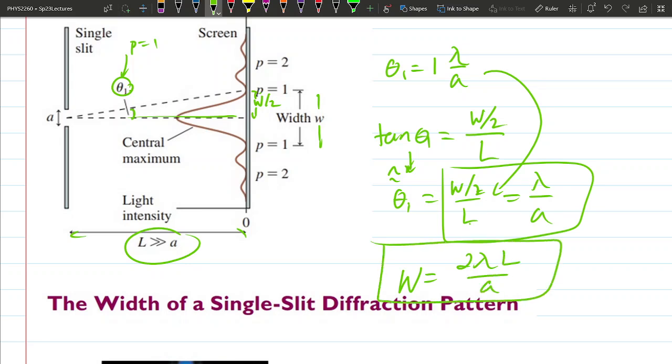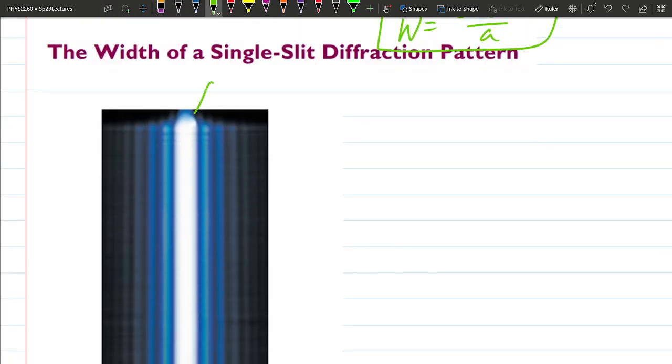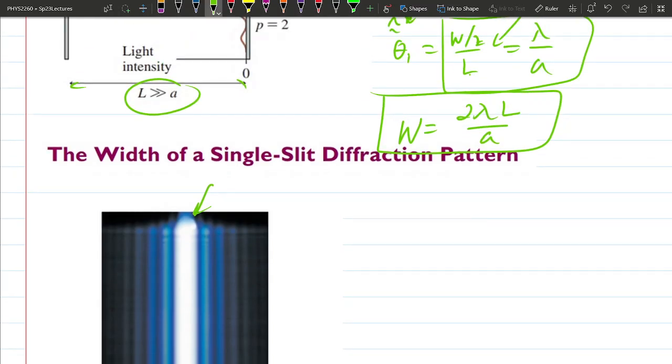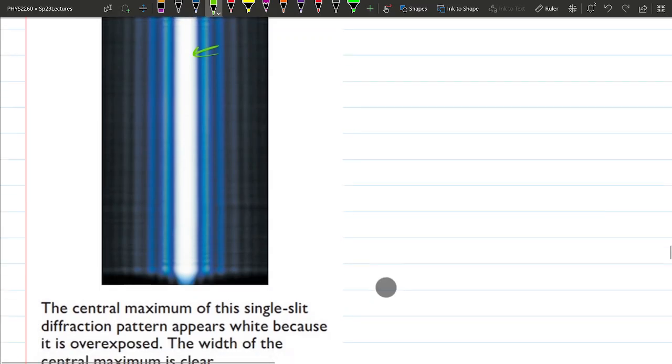Okay, so that's how wide that central peak is going to be. And if you see this with different color lights, the bluer light is going to give you a narrower band in the middle, because the smaller the wavelength, the narrower that width is going to be. The longer the wavelength, the more spread out that central band is going to be. So with blue light, it's going to be narrower. With red light, it's going to be wider.